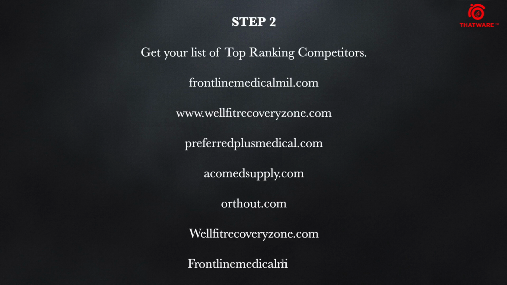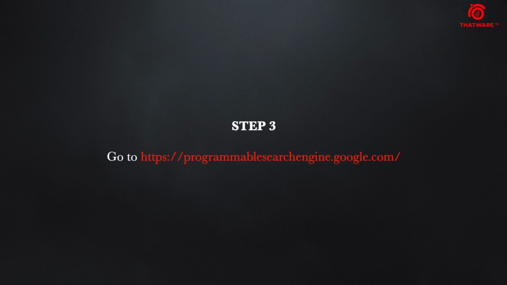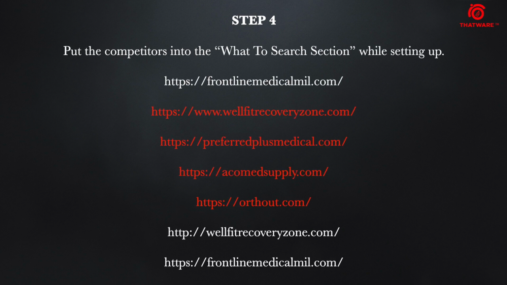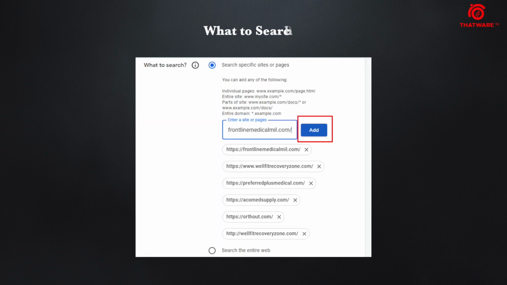Okay, now step 2 is get all the top ranking competitors for the same. So as you can see, I have found few of the competitors just by searching on the Google. Step 3, you need to go to programmablesearchengine.google.com, and after that you will see a box, as you can see, and you just need to add all the competitors here. So what to search is the box, and you just need to enter all of the competitors that you have just found, and you can add as many competitors as you would like.